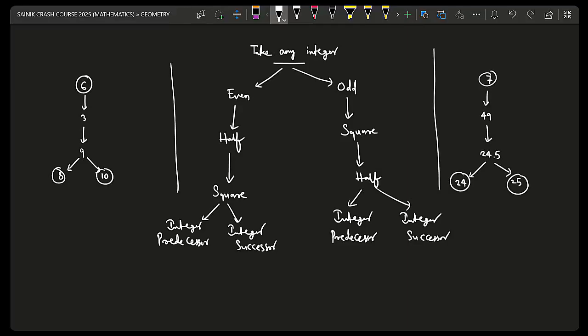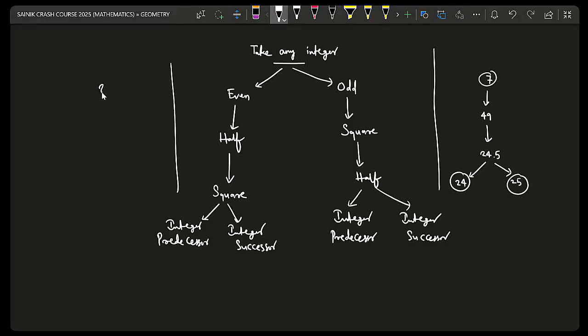Any number that you want, whether it is even or odd. Sanvi, any integer you can take? Yes, sir. Which number do you want? Sir, 8. Okay, is 8 even or odd? Sir, even. Even. So let's take 8.